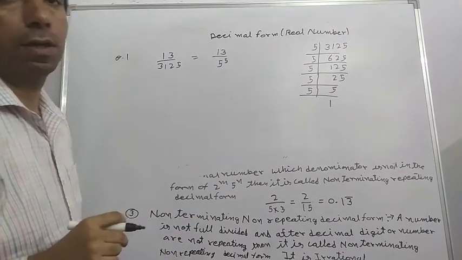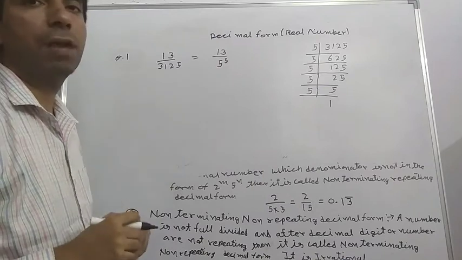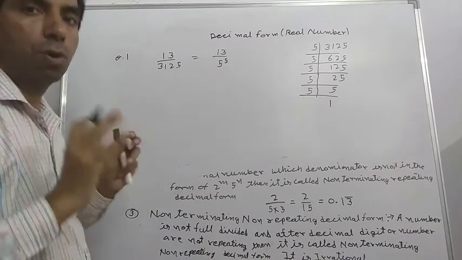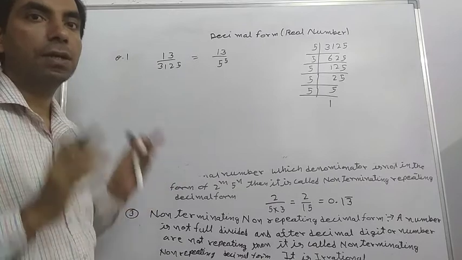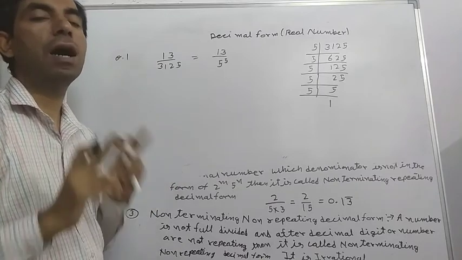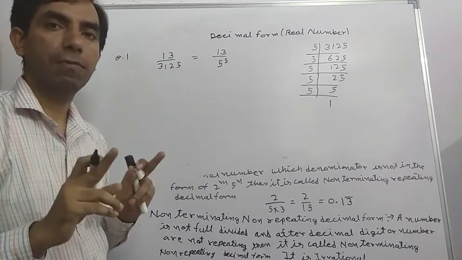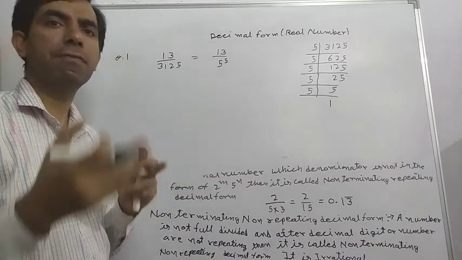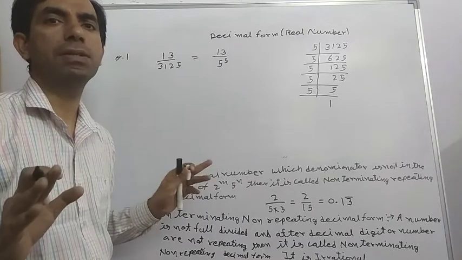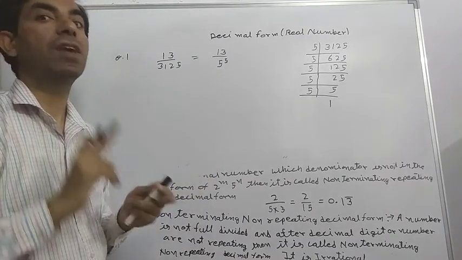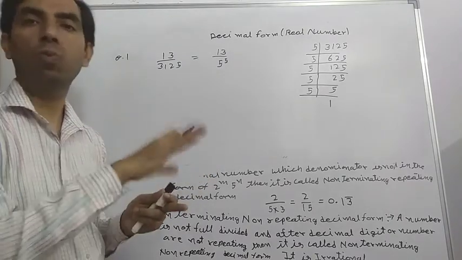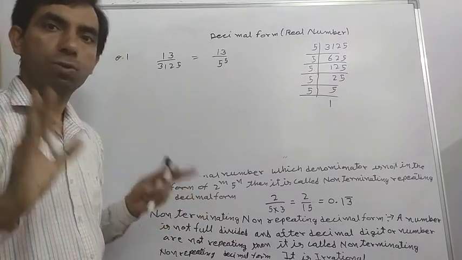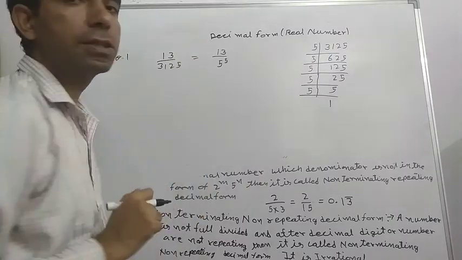So here the denominator is in the form of 2 to the power m, 5 to the power n. We only observe that the denominator has no factors other than 2 and 5. It is not compulsory that both the prime factors 2 and 5 come every time. It is compulsory that the factors are not other than 2 and 5. So it is in terminating decimal form.